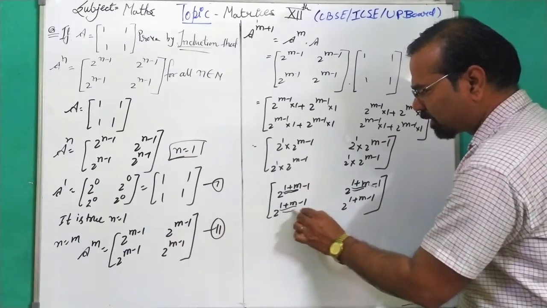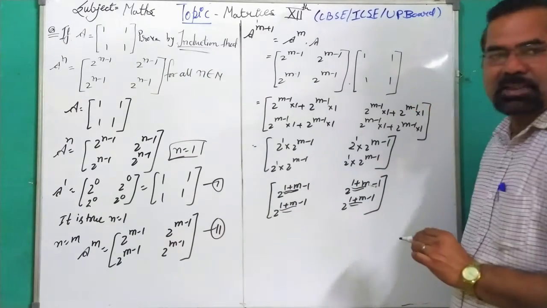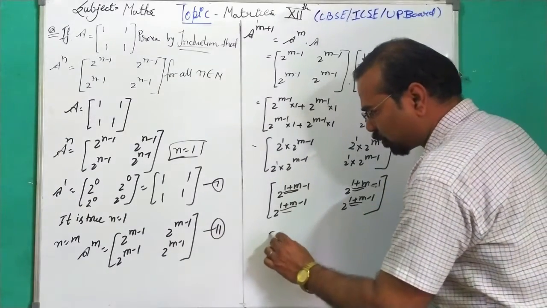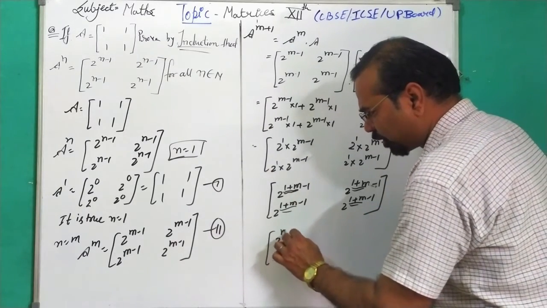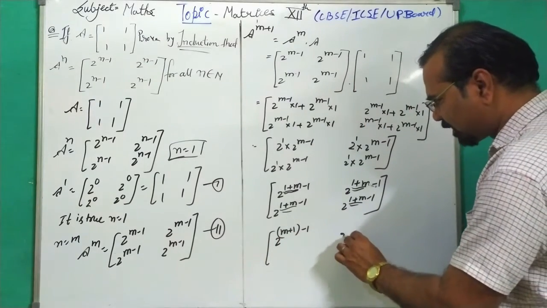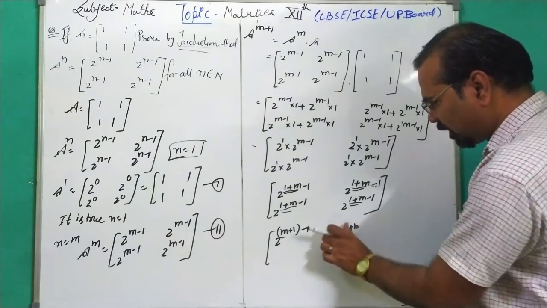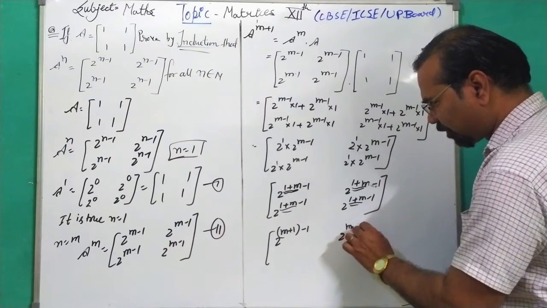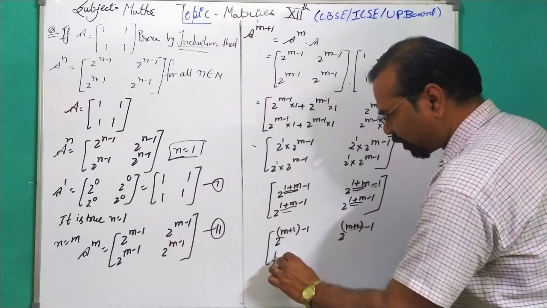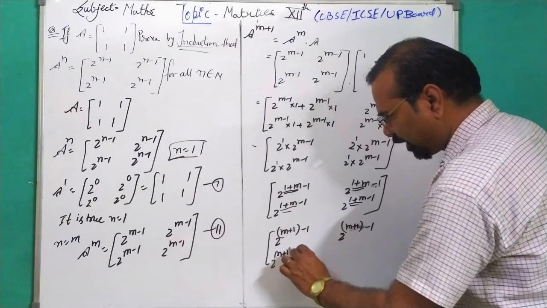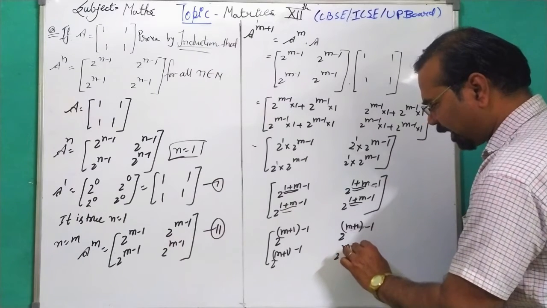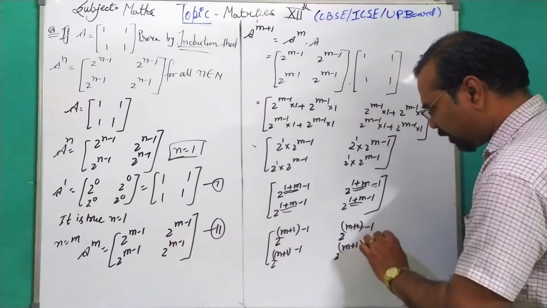So we can say that it is also true, so we can write 2 raised to the power m plus 1 minus 1. Then next, we can write here m plus 1 minus 1, which is 2 raised to the power m plus 1, and that is minus 1.